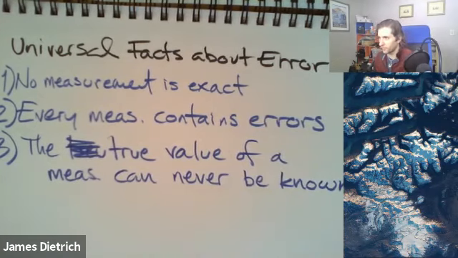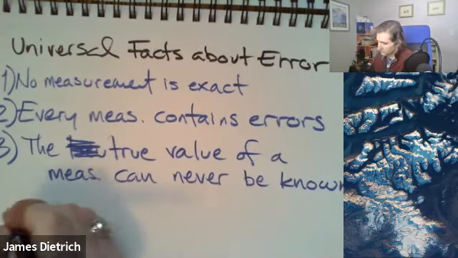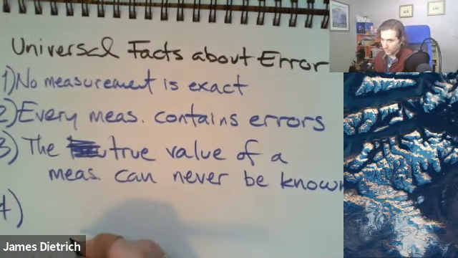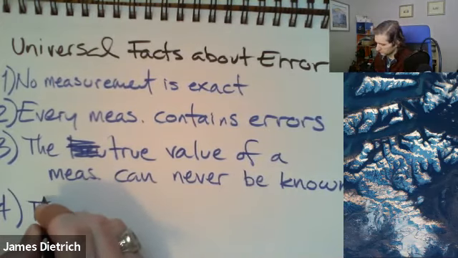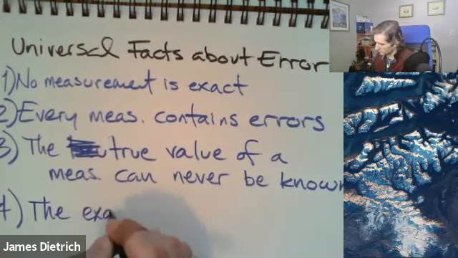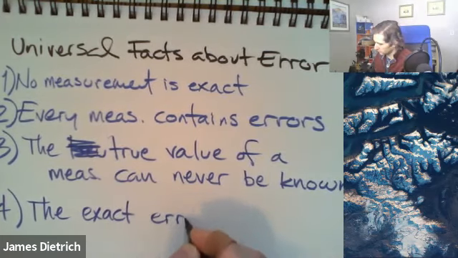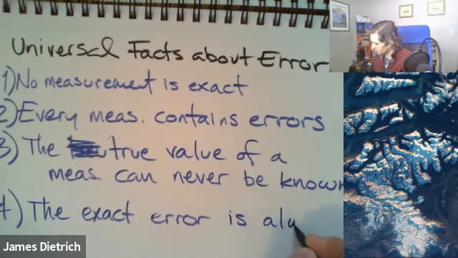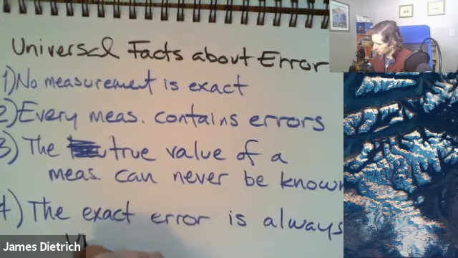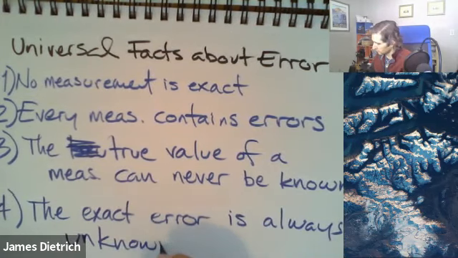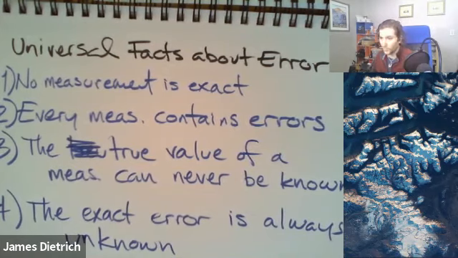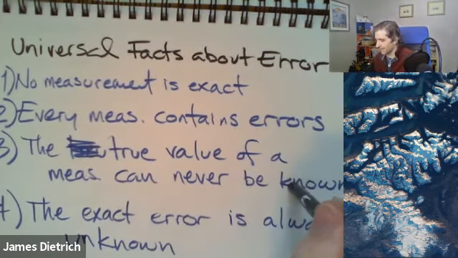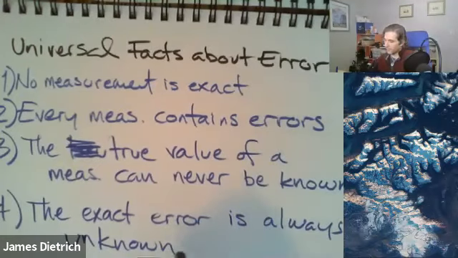The true value of a measurement can never be known. And this leads into number 4: the exact error is always unknown, because we can never know the true value. We can never account for all of the error that we see in a measurement.